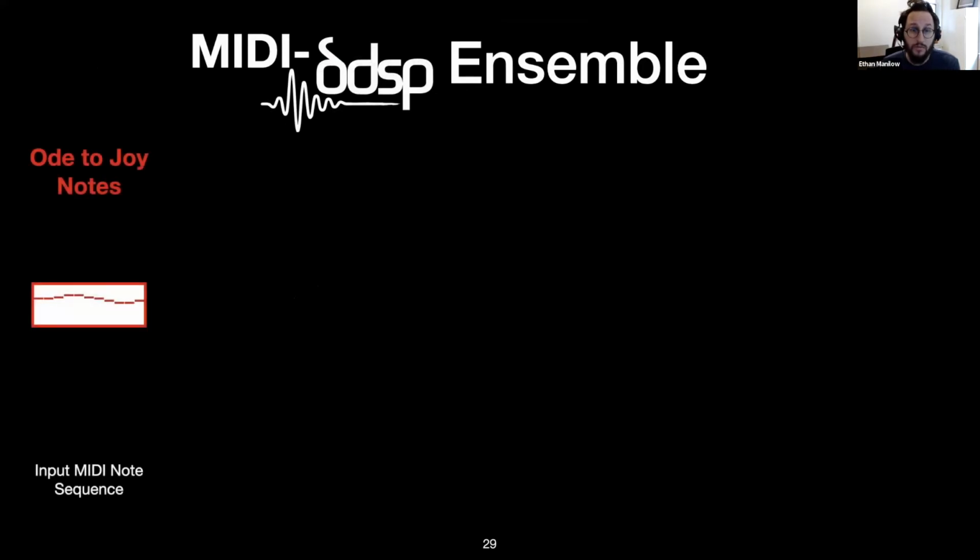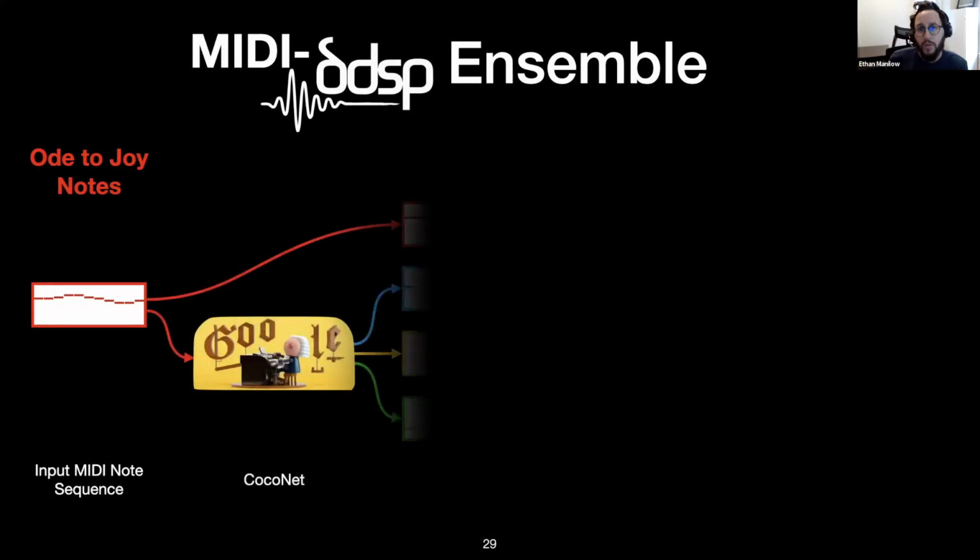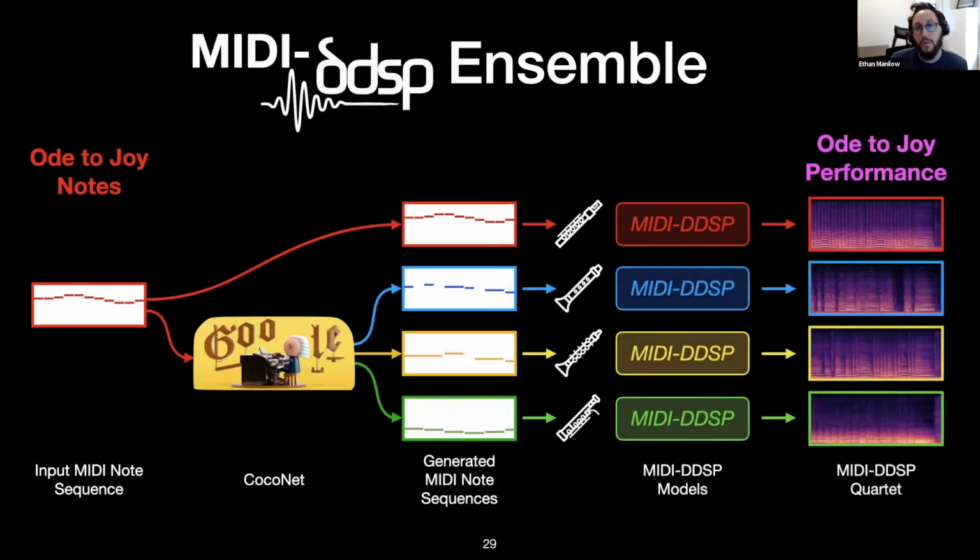One of the cooler things we can do with MIDI DDSP is combine it with other models. Here, we're going to take this familiar note sequence. And we can give it to Coconet, the model behind Google's Bach Doodle. Coconet will write 3 additional note sequences that harmonize Ode to Joy in the style of a Bach chorale. We can then synthesize each of them with a set of MIDI DDSP instrument models, resulting in a MIDI DDSP quartet. Every aspect of the audio that you're about to hear, other than the original melody, is composed and performed by machine learning systems. So let's hear what the ensemble sounds like.